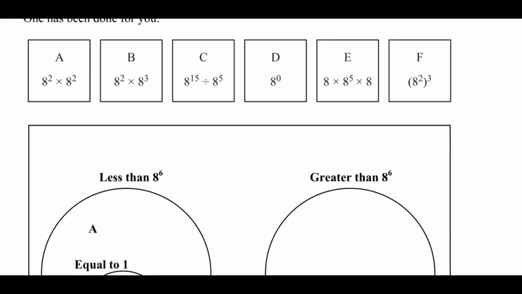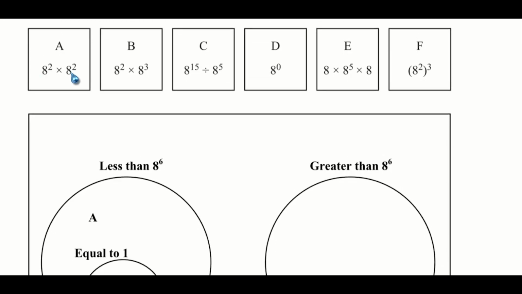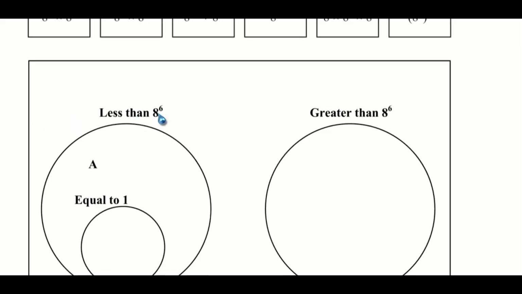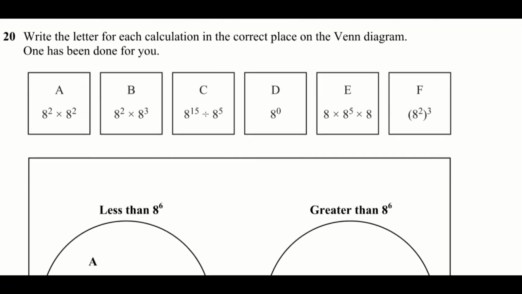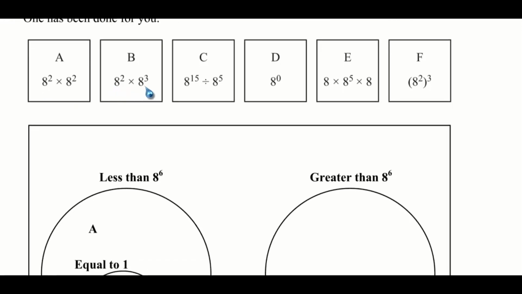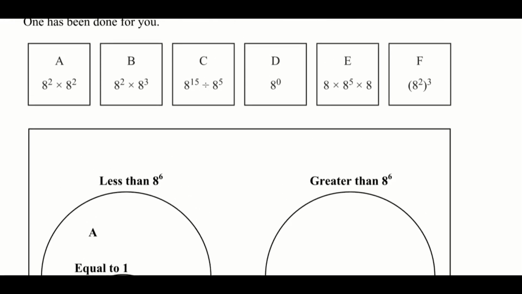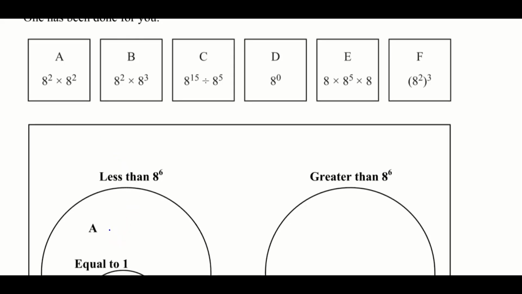Okay, so let's say the first one, 8 to the power of 2 times 8 to the power of 2. This is multiplication of indices. It will be 8 to the power of 2 add 2. That will be 8 to the power of 4, which is less than 8 to the power of 6. So A is written here. Then B, this will be 8 to the power of 2 add 3. That will be 8 to the power of 5. So we're going to write B, you can put a comma here or simply write B. So B will also be here.